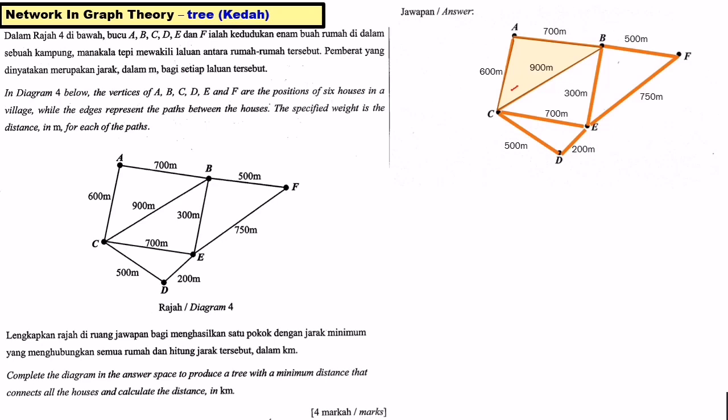Okay, so when we look at the triangle here, this is a closed diagram. And CB with the width 900 meter, which is the highest number. So I will delete this edge.